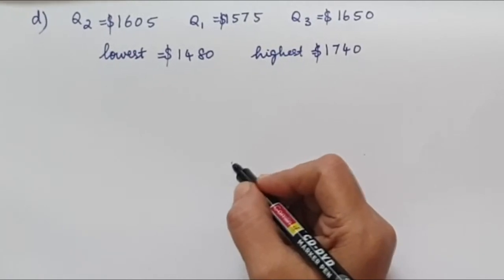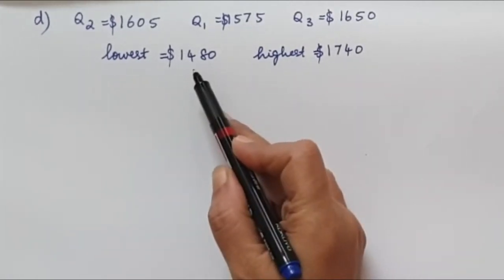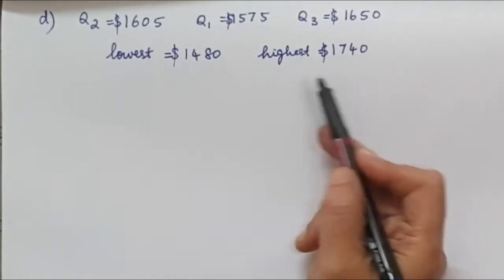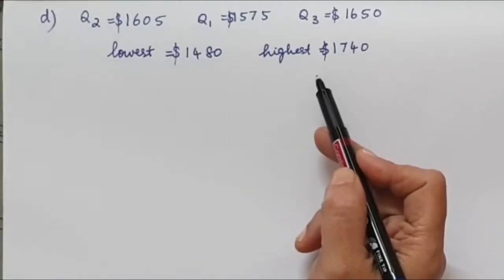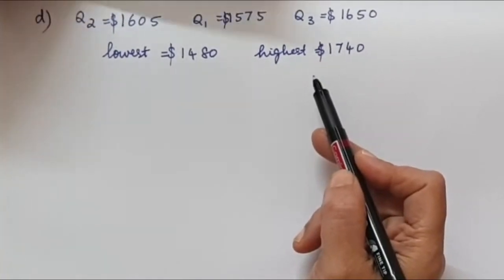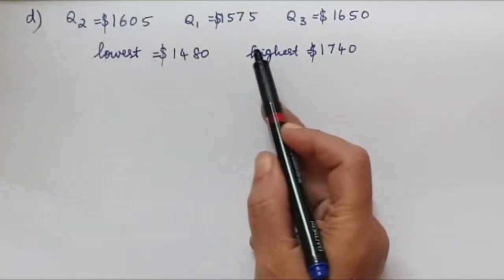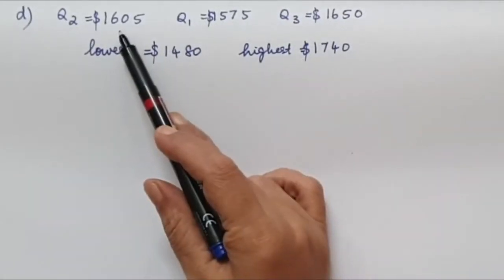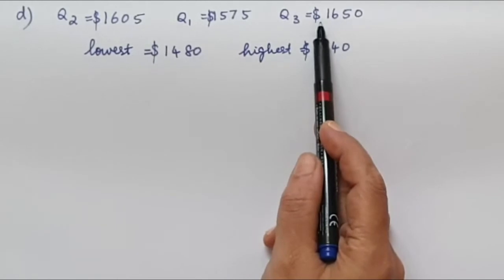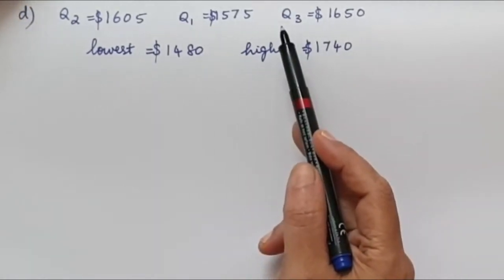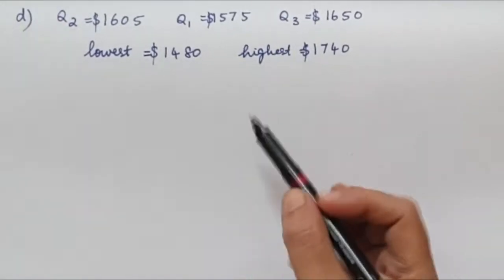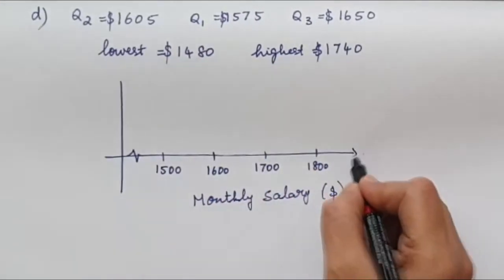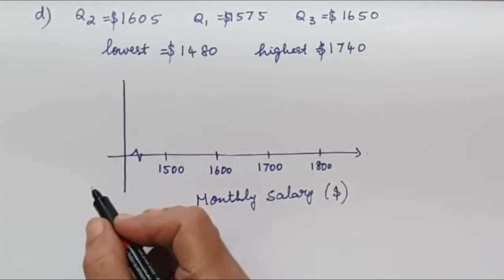Now the D part of the question. It is given the lowest value is 1480 and the highest value is 1740. Using this information, we need to draw the box and whisker plot. Box and whisker plot is, we just include all this information which we have calculated. That is the median, the lower quartile, upper quartile. All the information we just try to represent on a graph. We are starting from 1500, so I made it broken over here so that there are more values which we are not representing.